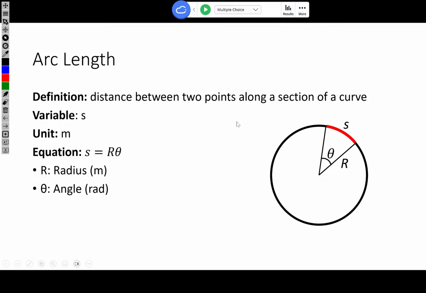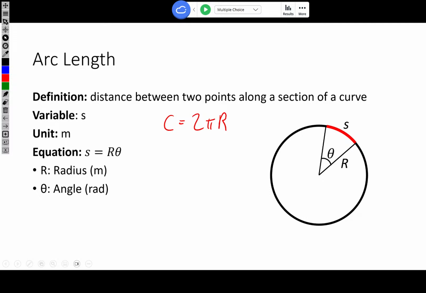So the circumference of a circle is 2 pi r. But what's crazy that you might not have realized is that this applies to literally any angle, if you want to find any arc length. A circumference is the entire circle, but say you want half the circle.